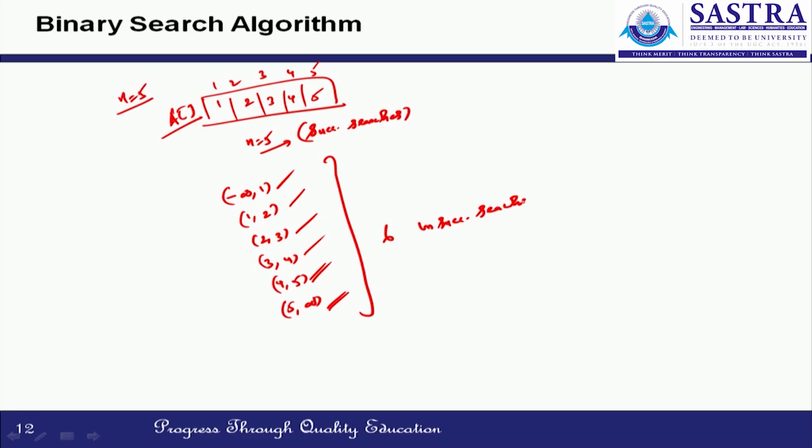So, in general, for the input size n, we have n successful searches and n plus 1 failure searches.